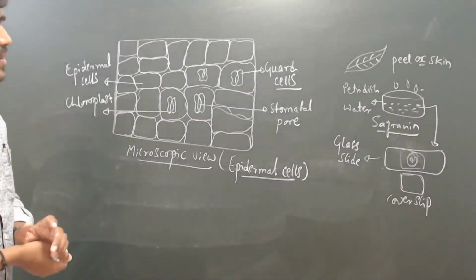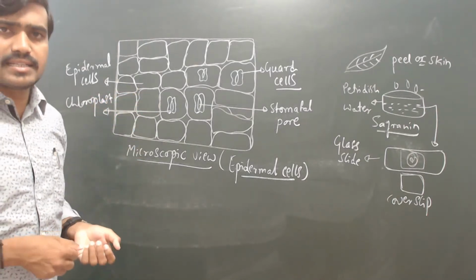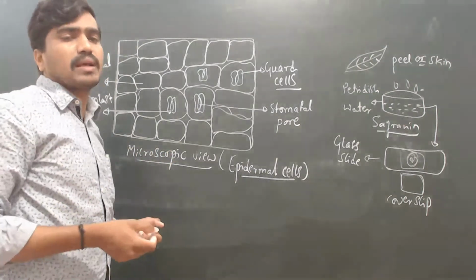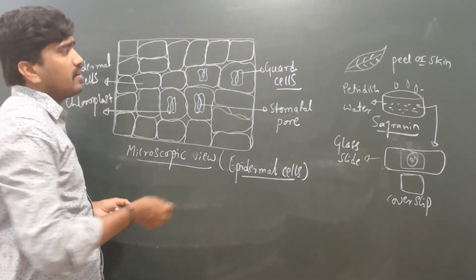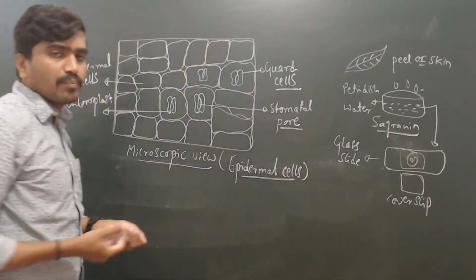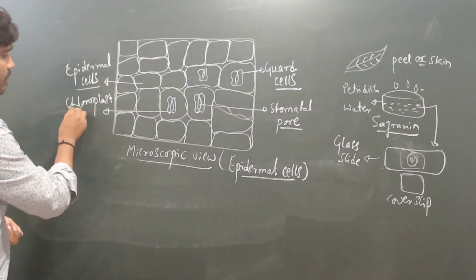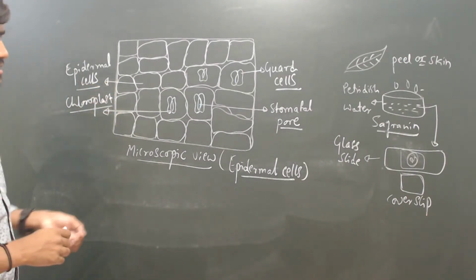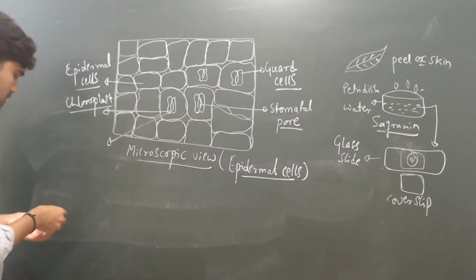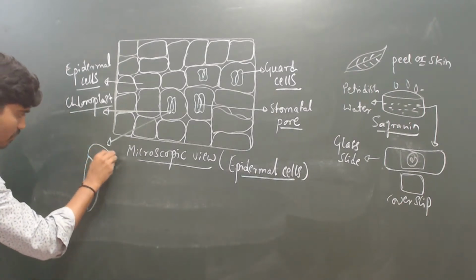See, when you are observing under the microscope, you see this structure, and you observe the different parts in the epidermal cells. What? Guard cells, stomatal pore, epidermal cells, and chloroplast. This structure I drew here. Okay, only this structure.